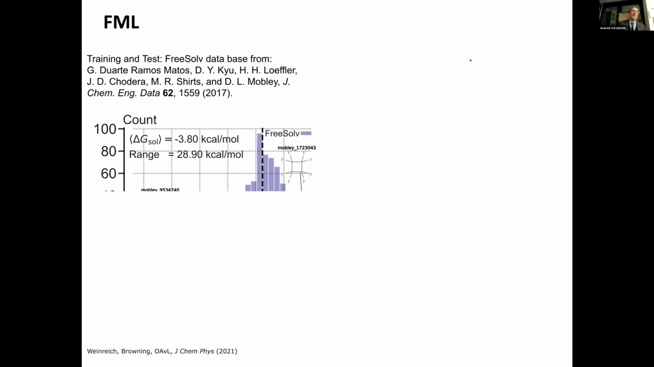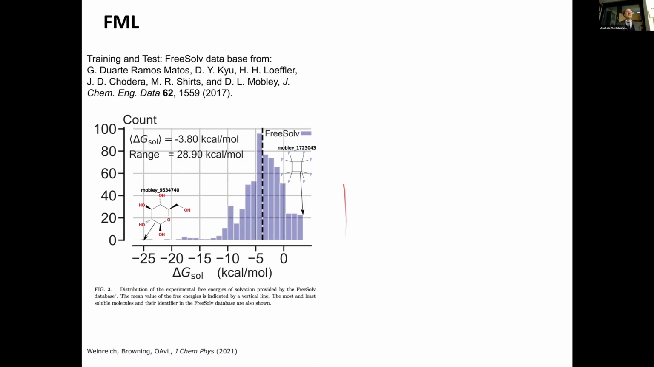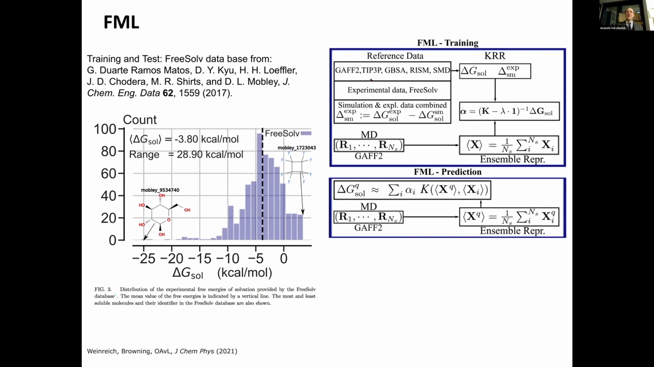if your model was trained properly on your training data. For training data, we took the FreeSolv database from Mobley and others, and unfortunately, there are not so many molecules. There are, I think, a little bit less than 600 molecules or so, but it's an experimental data set. We then went ahead and trained. For each of these molecules, we ran molecular dynamics to get their average representations. We constructed the kernel matrix, and we took the experimental free energies as labels to get our regression coefficients.